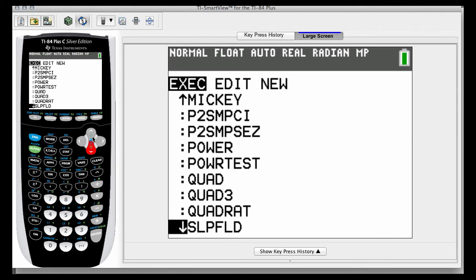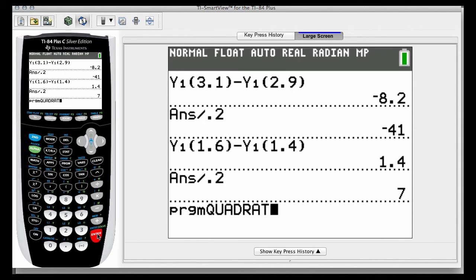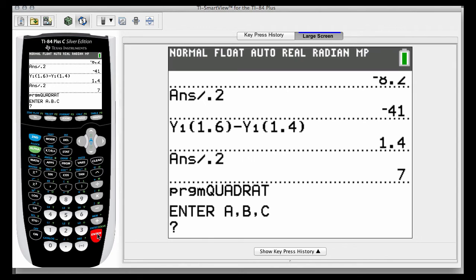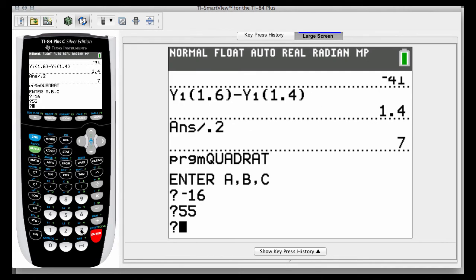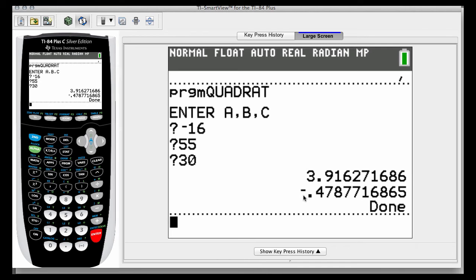Oh, there it is. So when you run the program, it's going to ask you for the coefficients, assuming, of course, your quadratic is of the form ax squared plus bx plus c. So in this case, a, which is the first question mark, is negative 16. B is 55. You just enter them in order. C is 30. Hit enter, and of course we can't have a negative time. So the positive one, 3.916, is how long it takes for the ball to hit the ground.